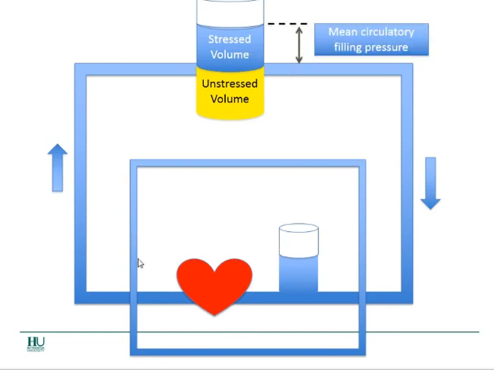Now, if this is my heart and this is the backwards pressure from the heart, which is basically the right atrial pressure or the CVP, in order to have venous return, or in order to have flow, as in any hydraulic system, not just in the human being, not just in the cardiovascular system, I will need to have a gradient between this pressure here and this pressure here.